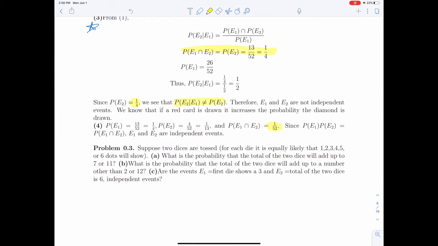So if we multiply this together, we would see that they're equal because they are independent of one another. So P of E1 times P of E2, I would get 1/4 times 1/13, which is 1/52, which is also equal to 1/52. So they are independent of one another.